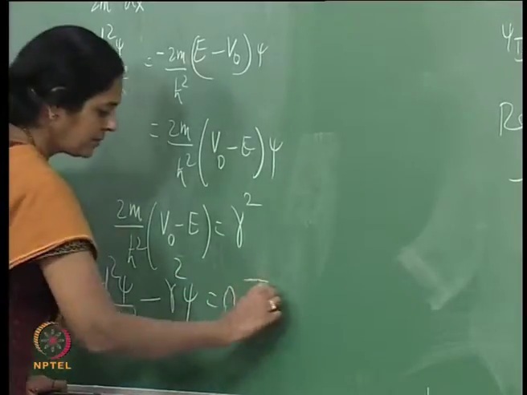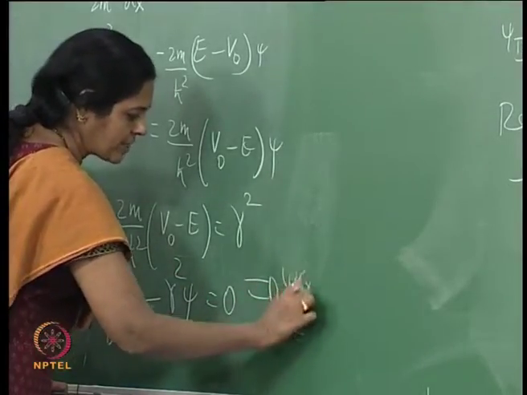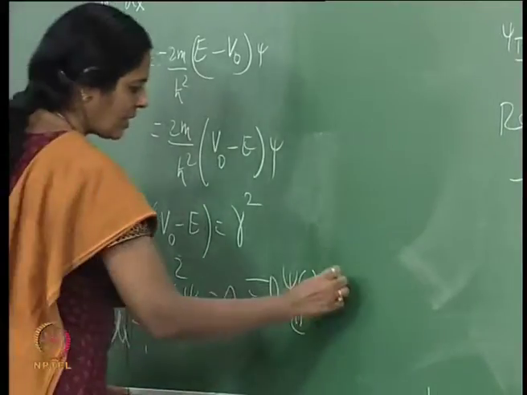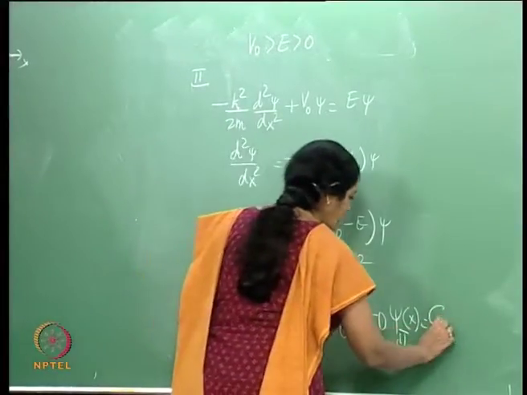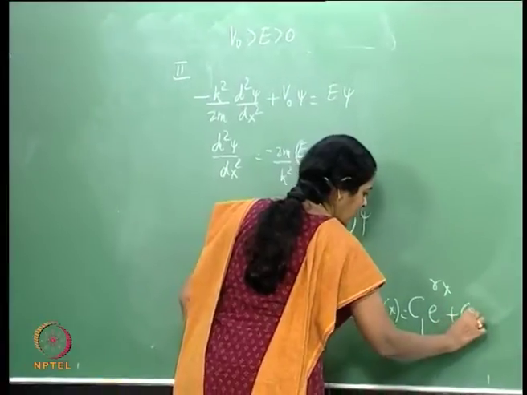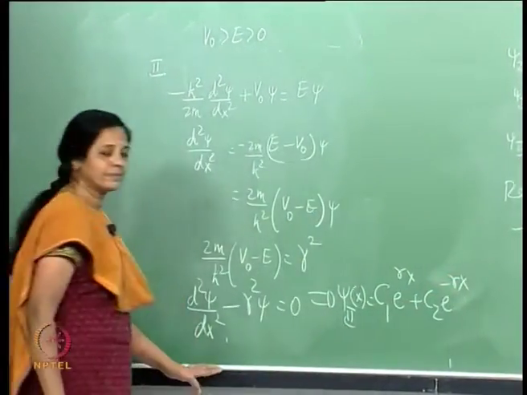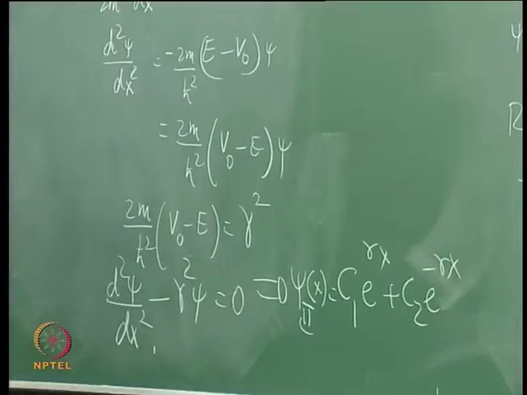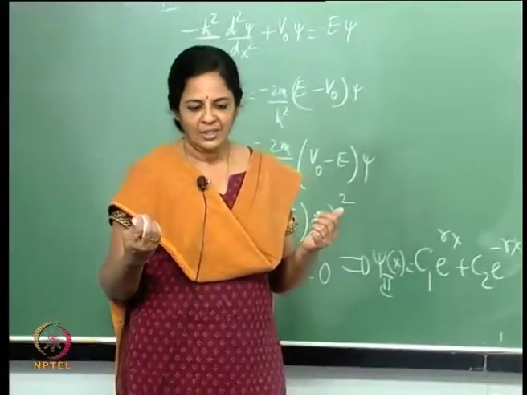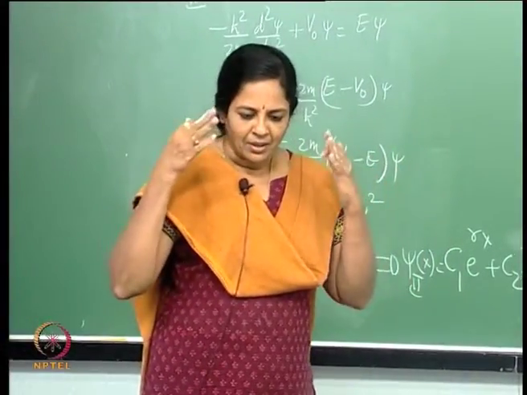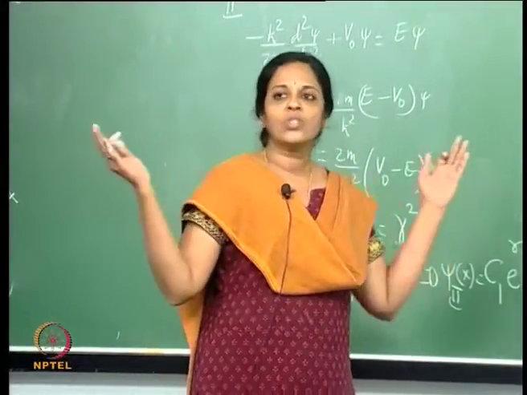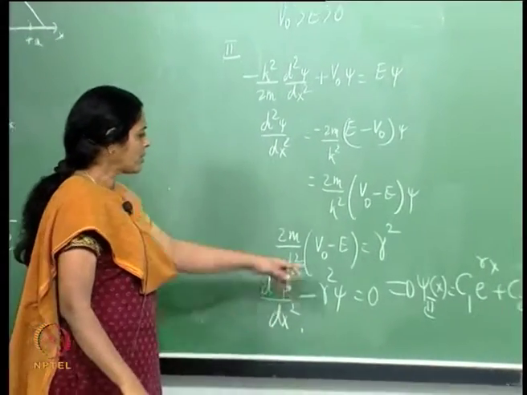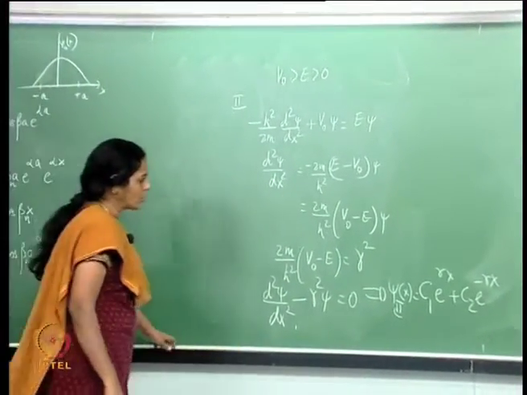The solution psi 2 of x is clearly going to be, I have used a1, a2, b1, b2, so let me say c1 e to the gamma x plus c2 e to the minus gamma x. So, this is my solution. In a sense the solutions are just the opposite of what we had in the case of the square well potential, where you had c e to the ikx plus d e to the minus ikx within the square well, and outside you had exponentially falling things, whereas here it is the other way around, and these are my solutions.